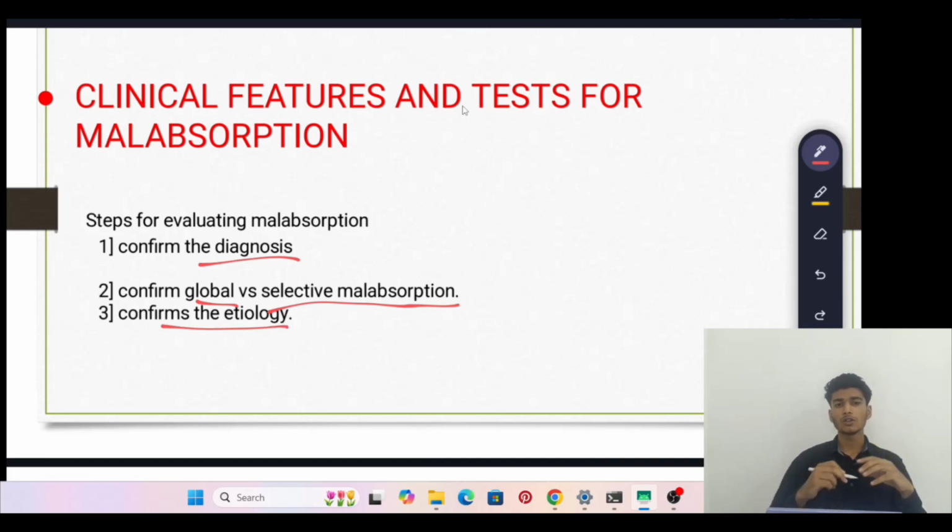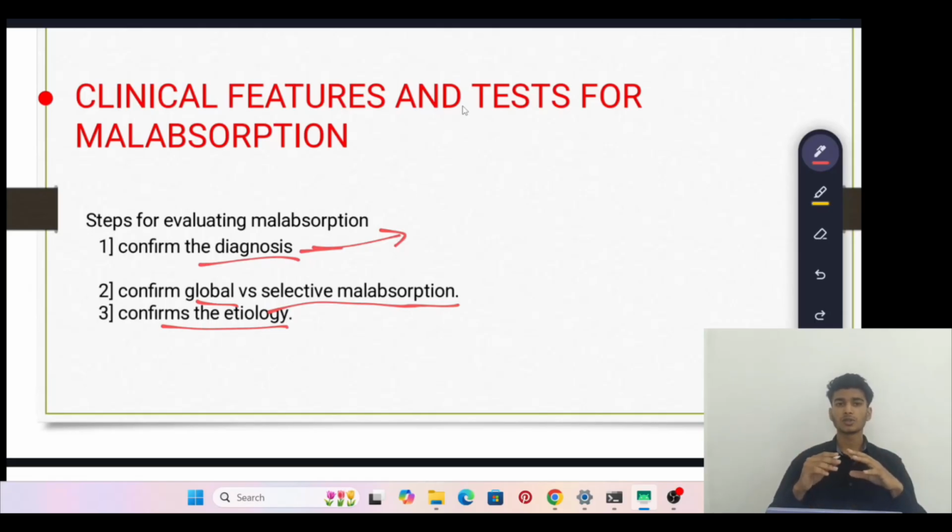So how will you confirm the diagnosis? You will confirm it with the help of various tests like Shilling's test, Sudan's test, and the fecal fat test. Various tests are used for confirming the diagnosis. And how will you differentiate between global malabsorption and selective malabsorption?